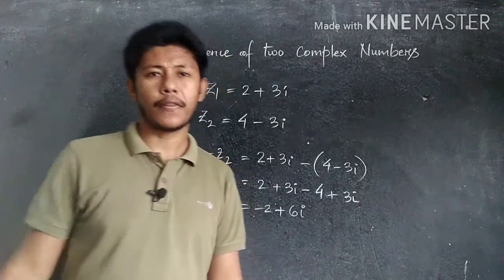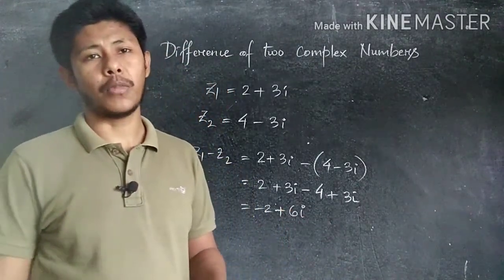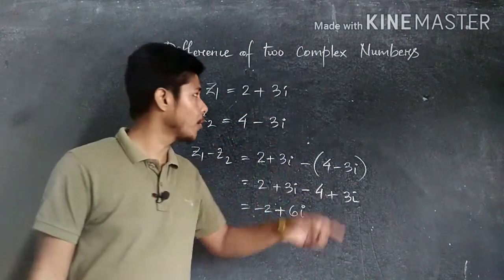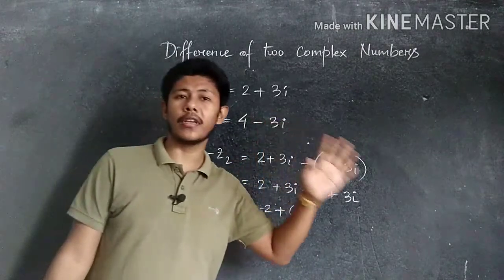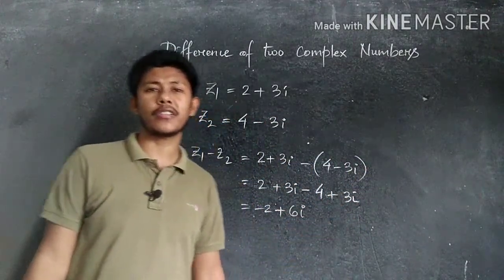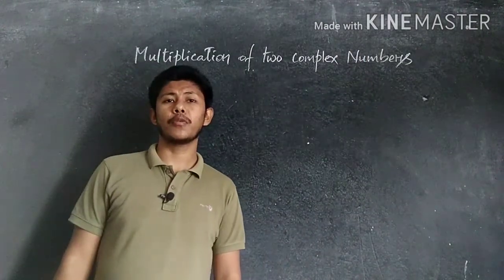Okay. Now after this, the next topic is the multiplication of two complex numbers. The multiplication of two complex numbers is very important. And one more thing: the properties we get in the case of addition are the same in the case of subtraction also. So that's why there is no need to discuss them here.